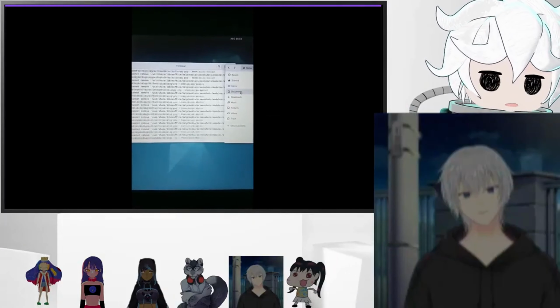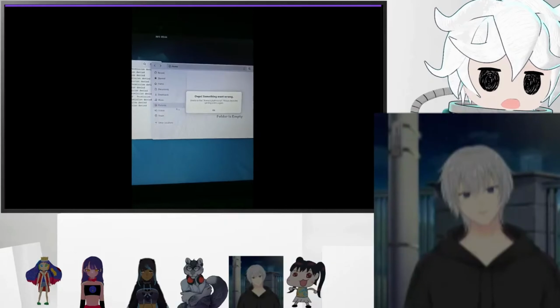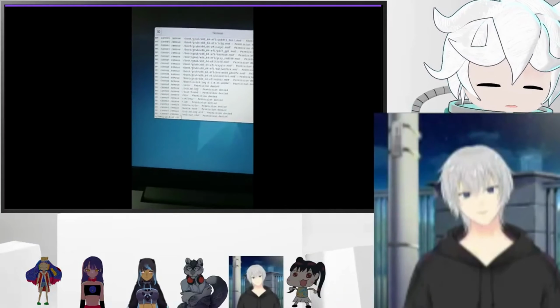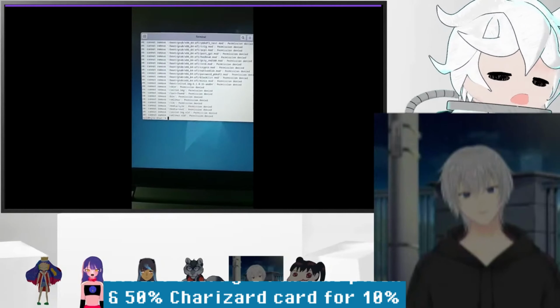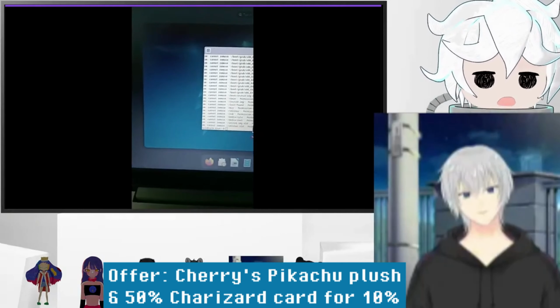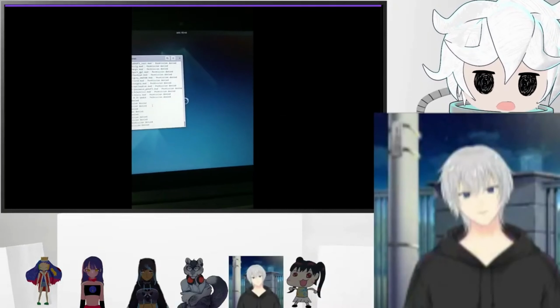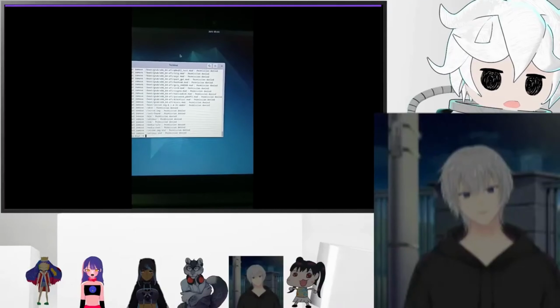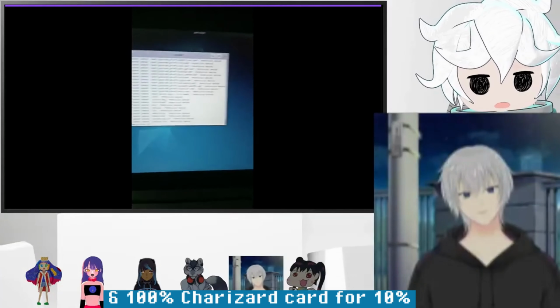Is it actually deleting the OS this time? Yeah, see, I can no longer click. Wait. My offer is back on the table. I'll give you my Pikachu and half a Charizard card. It's completed. Okay, so if I were to try to open system monitor, it should not work. Yep, it's not opening. Wow. I'd like to double my offer. I'll give you the entire Charizard card.